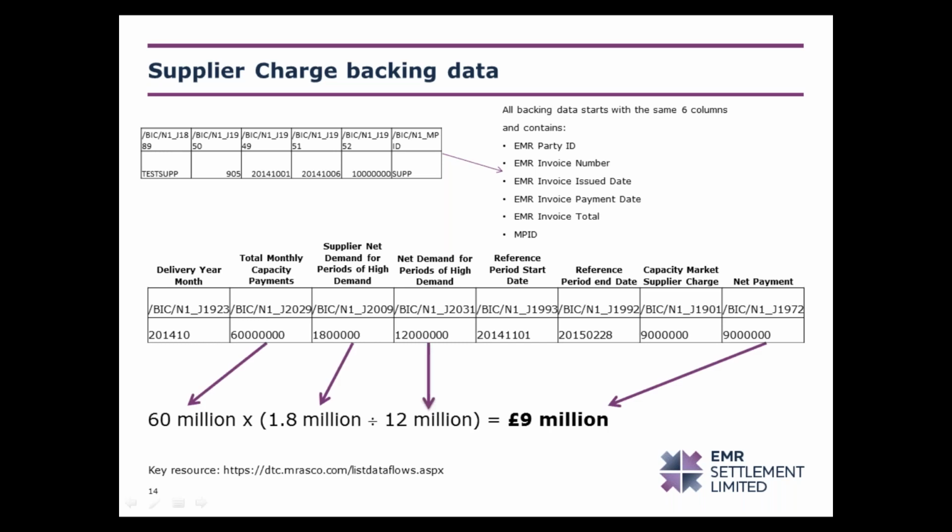So that's where the numbers come from. So the total monthly capacity payments are in the J2029 column. That was the 60 million. Going along to the right, we've got the supplier net demand, and then the net demand for all the periods of high demand. And the final column is the net payment. The reference periods are the periods of high demand, just so you know.